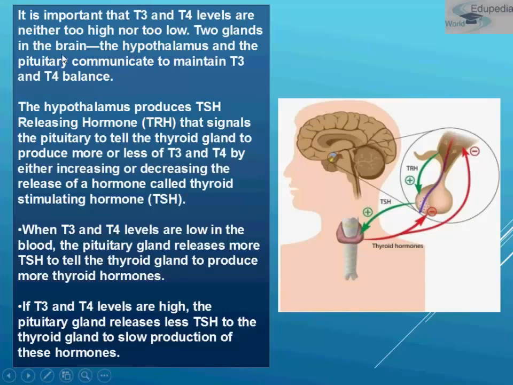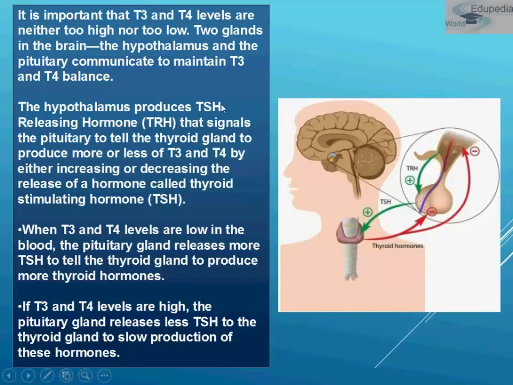Two glands in the brain, the hypothalamus and the pituitary, communicate to maintain T3 and T4 balance. As we have already studied the hypothalamus and pituitary glands, they are also endocrine glands. They communicate with each other to maintain the thyroid hormone balance. And what are thyroid hormones? T3 and T4. Now the hypothalamus produces TSH.